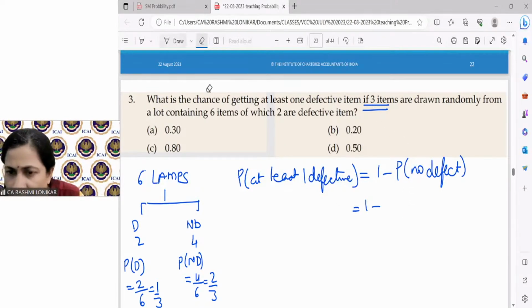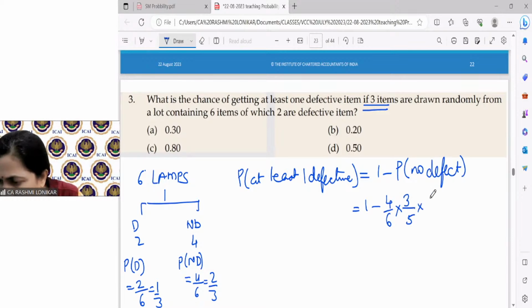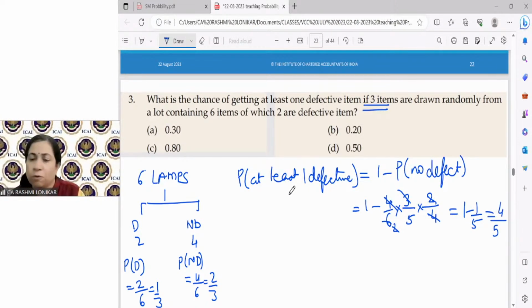So what will happen when there is no defect? So from 4 into 6. Now 1 is gone. So it is 3 upon 5 into 2 upon 4. So how much will this be? 4 gets cancelled, 3 and 2s cancel. So this is equal to 1 minus 1 by 5, which is equal to 4 by 5. So the probability that at least one is defective is 4 by 5.